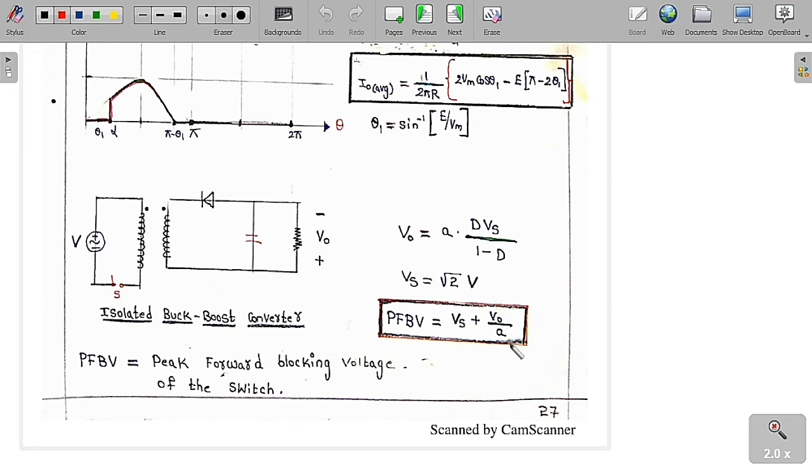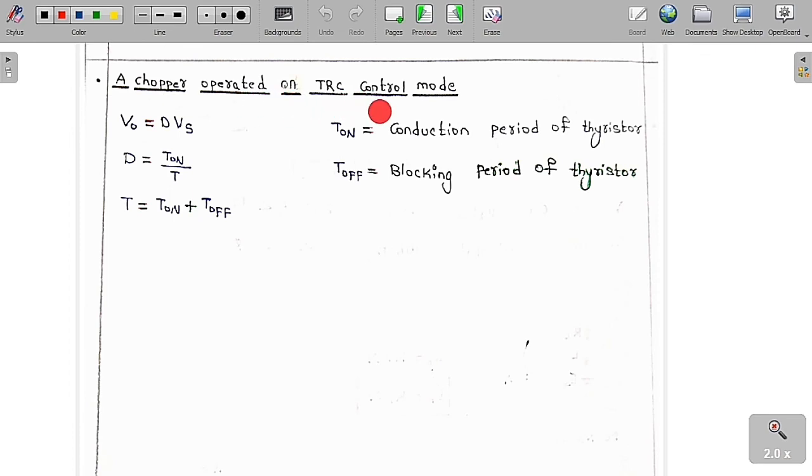Vs is the maximum value of the source voltage, which is root 2 into V. This is V0 by A, where V0 is equal to A into D into Vs by 1 minus D, where A is the transformer ratio. For a chopper operated in TRC control mode, you need to listen to this one, V0 is equal to D into Vs.